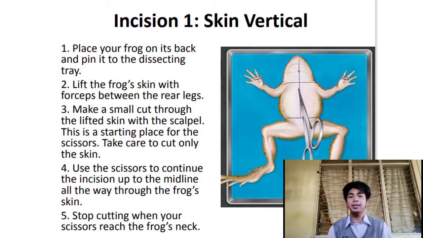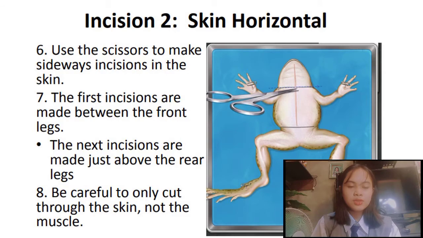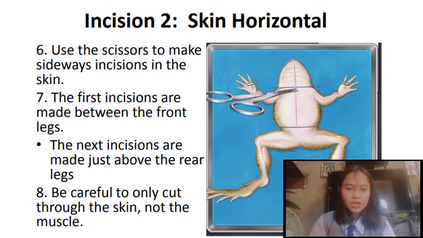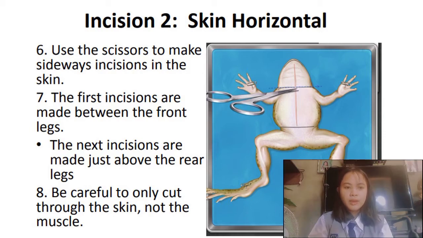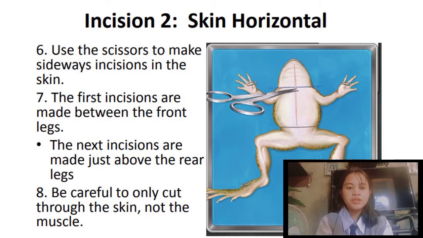Number 4: use the scissors to continue the incision up the midline, all the way along the frog's skin. Number 5: stop cutting when your scissors reach the frog's neck. Use the scissors to make sideways incisions in the skin. The first incisions are made between the front legs. The next incisions are made just above the rear legs. Be careful to only cut through the skin, not the muscle.